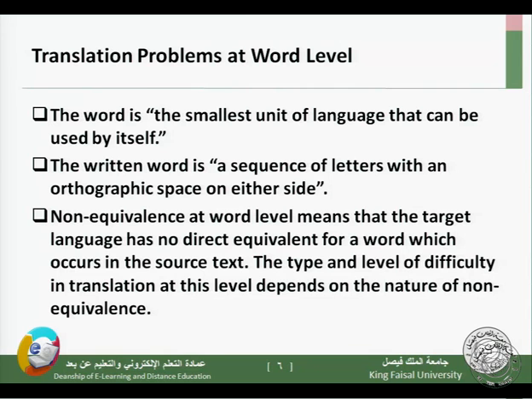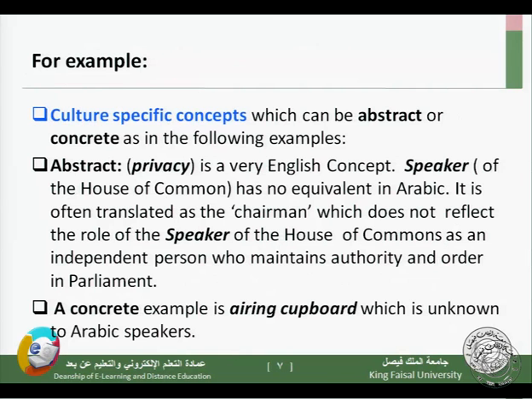Now, we are still talking about word level. Let's see what we have. At word level, I'm going to give you a few examples to explain the potential problems that a translator might encounter when dealing with translation at word level. There are so many types of words, but I have chosen certain types which are very common.